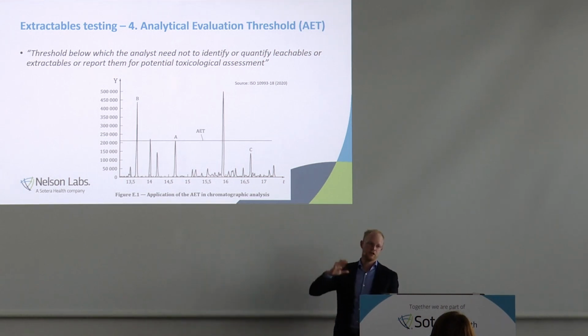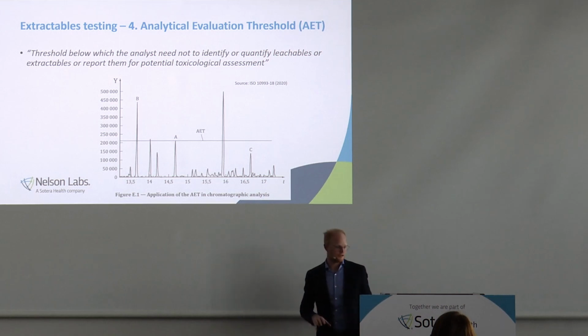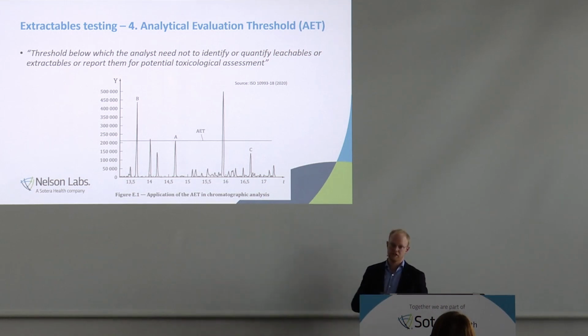If a peak is below that threshold, there's no toxicological concern, and you can just ignore those peaks because they're too small, the concentration is too low, and we all know the basic law of toxicology: the dose makes the poison. Even if a toxic substance is present at very low concentration, it can be that it's not poisonous, basically. That's what this line is intending to say.